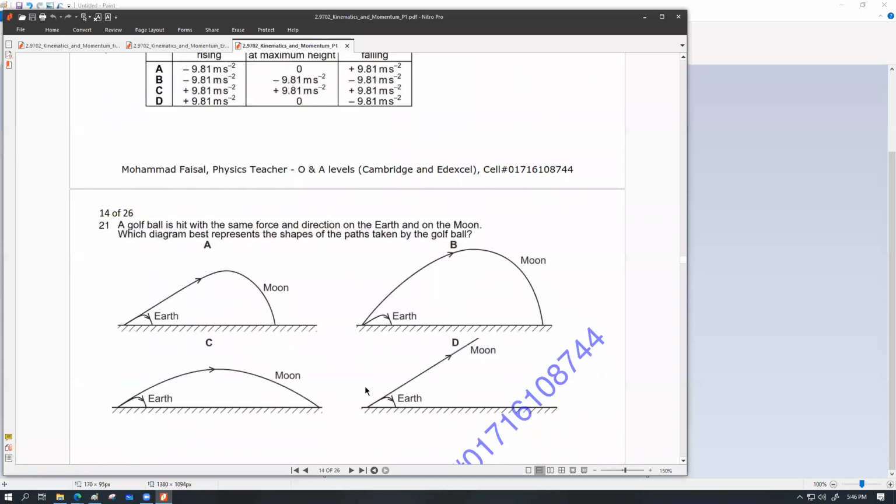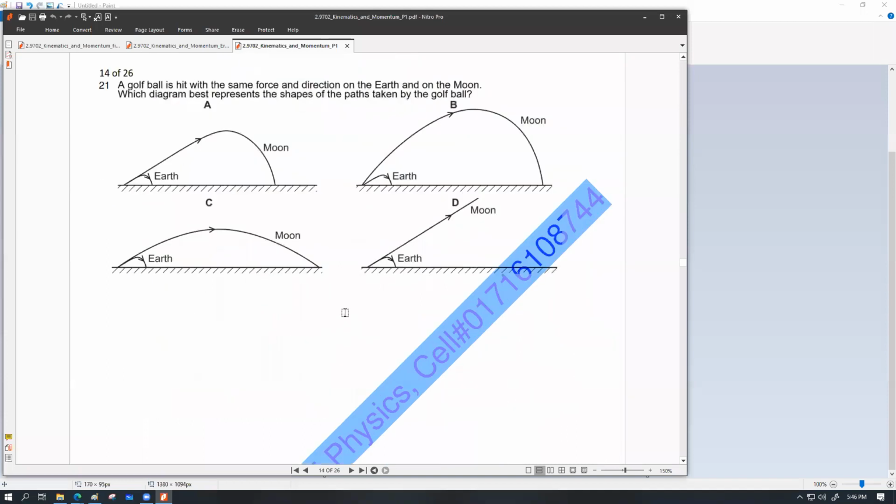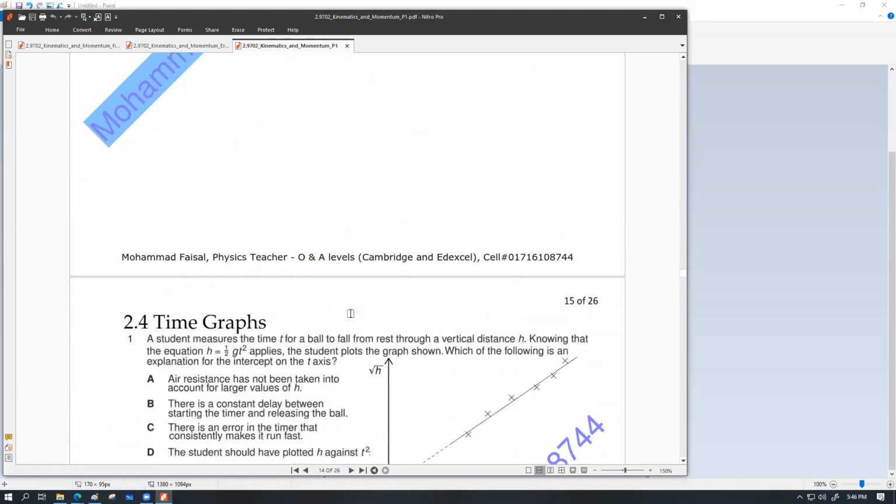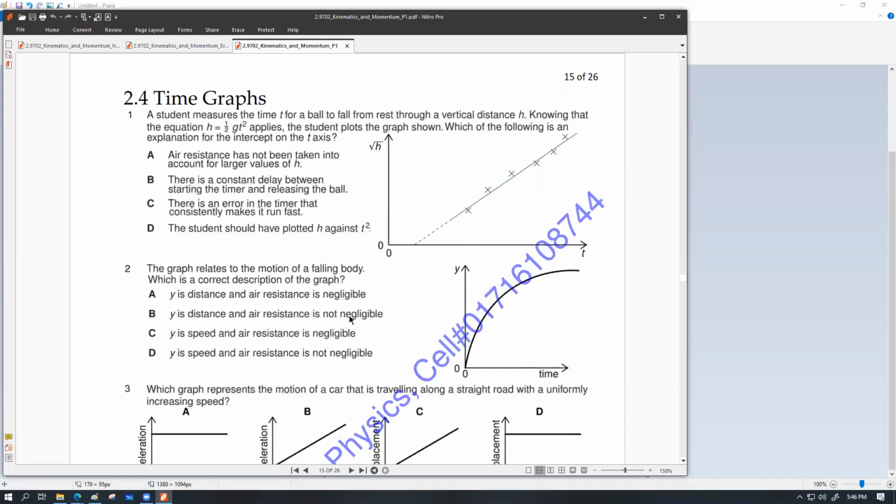I think we did discuss this graph halfway in our lecture while we were discussing the idea of air resistance, the effect of air resistance. We did cover this MCQ exclusively while we did the lecture part, so that pretty much covers it. Let's go for 2.4.